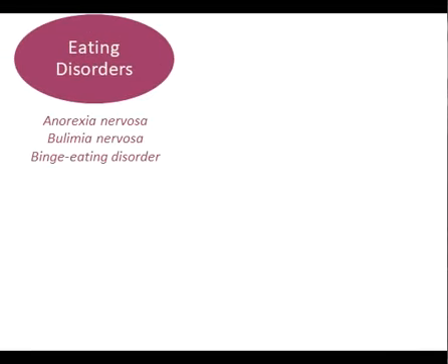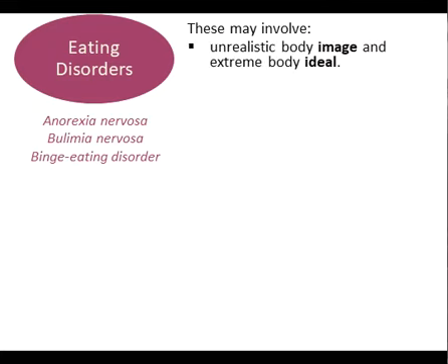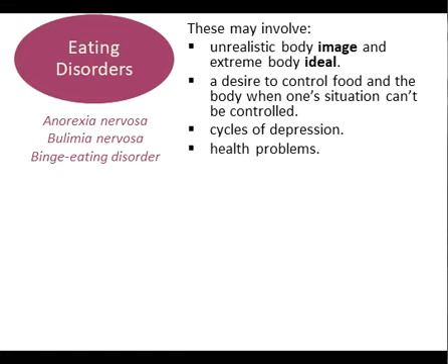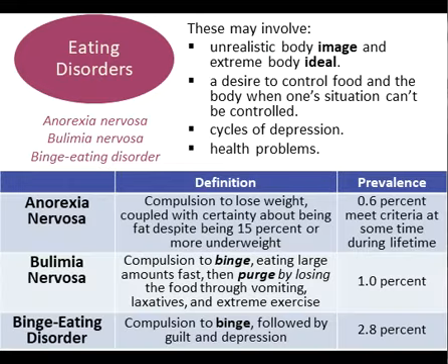Now, some other disorders. Let's look at eating disorders. Anorexia nervosa, bulimia nervosa, and binge eating disorder. These may involve unrealistic body image and extreme body ideal, the idea of what you want your body to be, a desire to control food and the body when one's situation can't be controlled. You can control what you put in your mouth because you can't control anything else going on in your life. Cycles of depression. Sometimes we will eat in order to feel less depressed. We've talked about this previously too, that eating certain types of comfort foods will raise your serotonin levels, which then makes you feel less depressed. Health problems, and so on. So let's look at some of these.